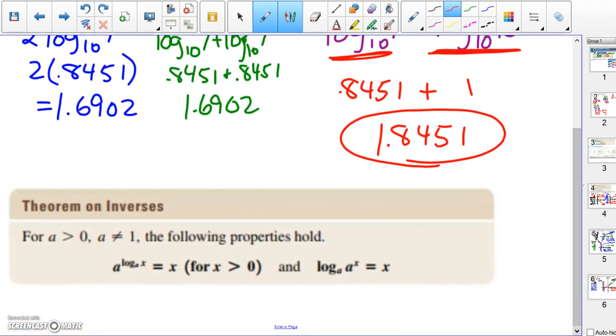Lastly, we've got a theorem on inverses. We don't really have much to do with this right now. It's going to be really important in a later section. It's going to be how we solve more complicated equations, I guess. But the thing I noticed right here, log base a of a to the x is equal to x. So you don't really know what to do with it yet, but that's going to really help out when we're trying to solve equations.